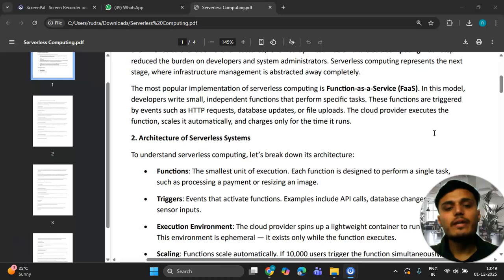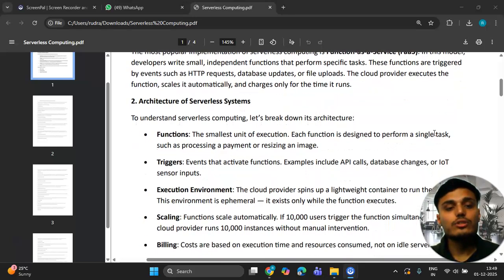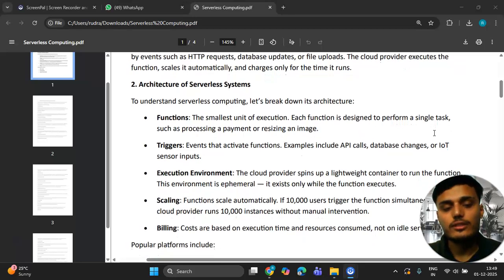The most common implementation of serverless computing is Function as a Service. In this model, developers write a small independent function that performs a specific task. These functions are triggered by events such as HTTP requests, database updates, or file uploads. The cloud provider executes the function, scales it automatically, and charges only for the time it runs.